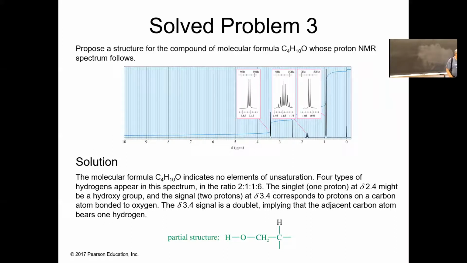Okay, let's go ahead and work this one. Propose a structure for a compound of molecular formula C4H10O. All right, the first thing I would do is I would calculate the number of unsaturation units. Okay, and hydrogen has 2n plus 2 times the number of carbons. And so there are 0 unsaturation units, no rings, no double bonds. Okay, so that would rule out a carbonyl or an alkene. So this could only be an alcohol or an ether.